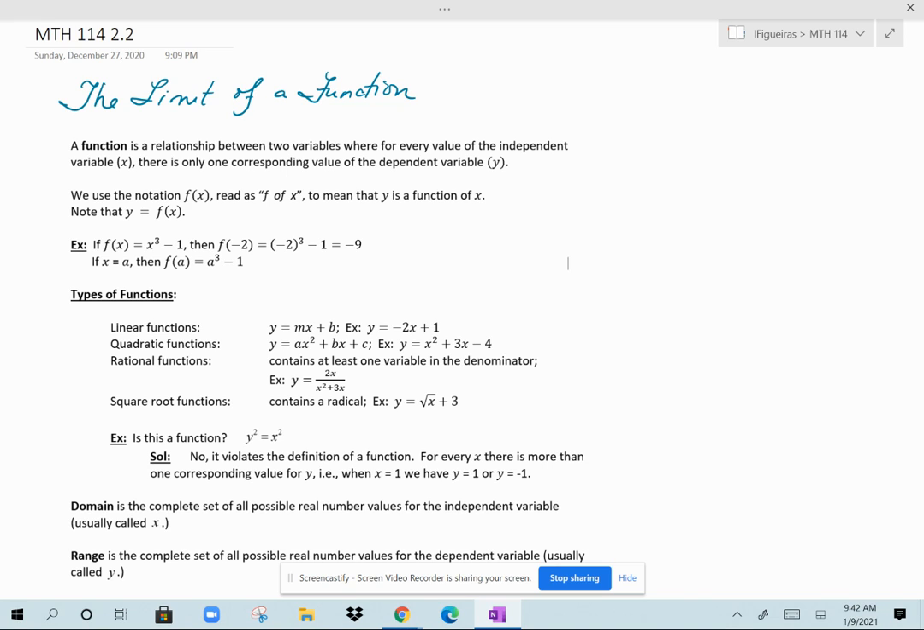Hi, this lesson is about the limit of a function. So before we start talking about limits, let's remind ourselves what a function is.